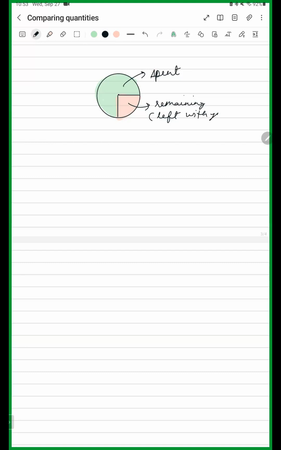So if she spent 75%, how much is remaining? 25%. Why are we finding out what is remaining? Because in the question, they have told us the amount of money that is remaining with her after spending money. The amount of money remaining with her is 600 rupees, which is 25% of X.